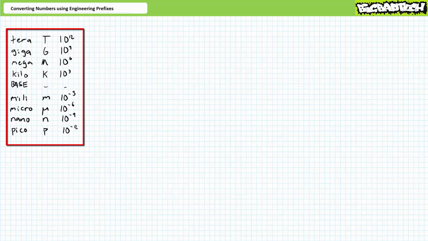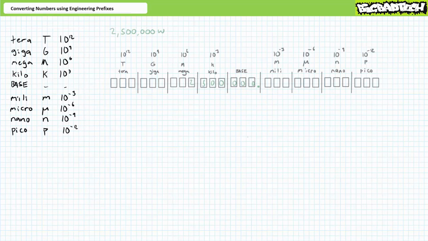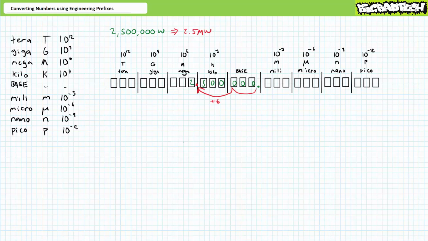The next larger prefix is the giga, abbreviated capital G, equivalent to 10 to the 9 or a billion. Finally, the next larger prefix is the tera, abbreviated capital T, equivalent to 10 to the 12 or a trillion. These positive powers of 10 and steps of 3 are equivalent to leftward shifts to the decimal place from the base unit. For example, the number 2,500,000 watts would be more appropriately expressed as 2.5 megawatts in proper engineering notation.